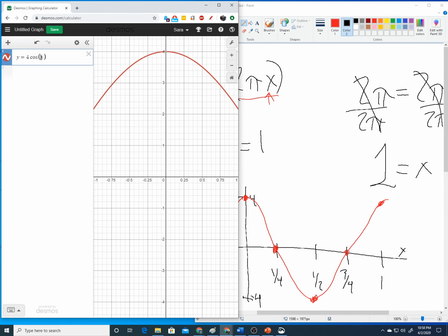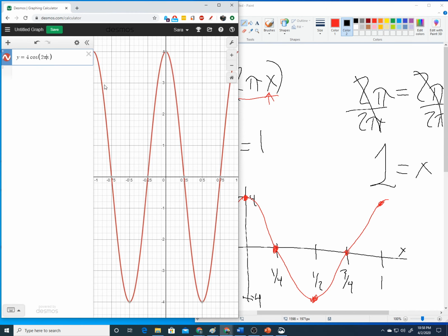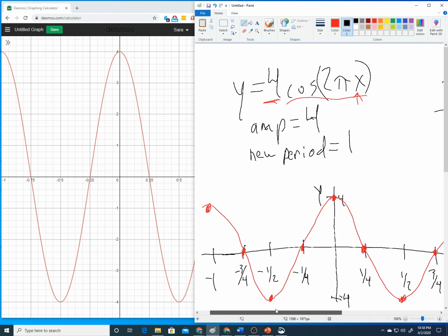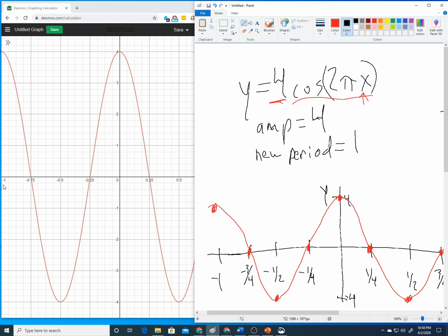Oh, I see what I did. I forgot to put this 2 pi in. You guys probably caught that. Nobody said anything. Okay, here we go. Okay, so if I now compare that graph to what I had over here, at negative 1, I had my maximum of 4, just like I did here. At negative 3/4, I have my 0, and so on and so forth.